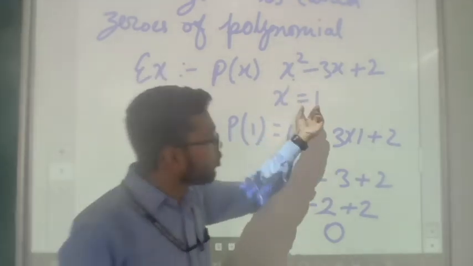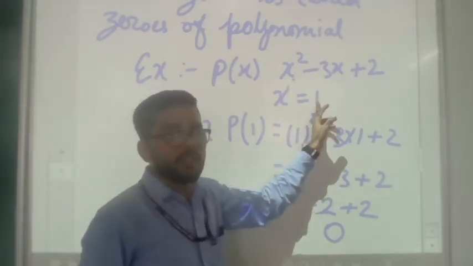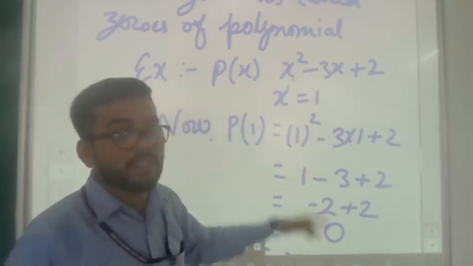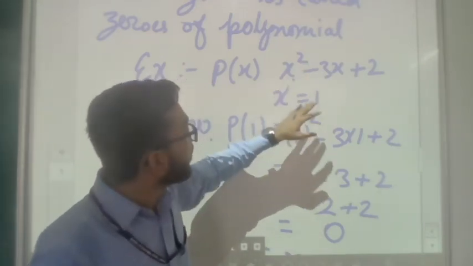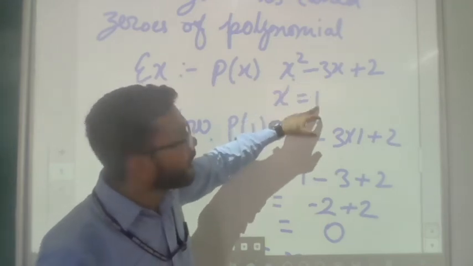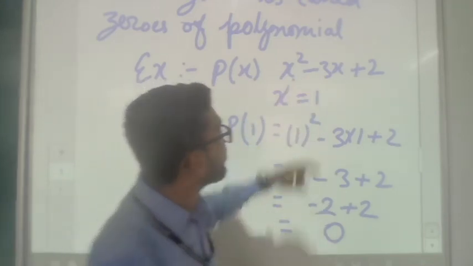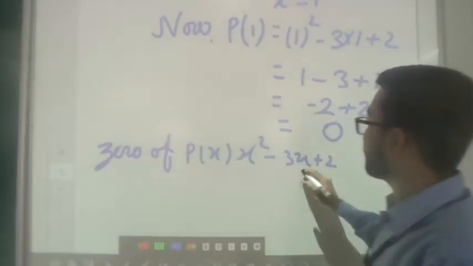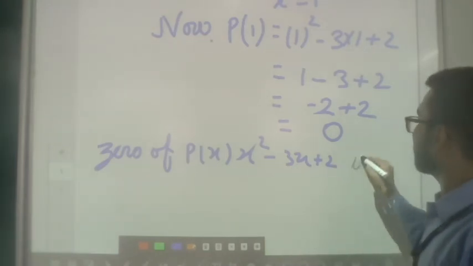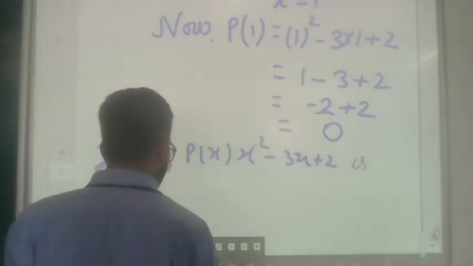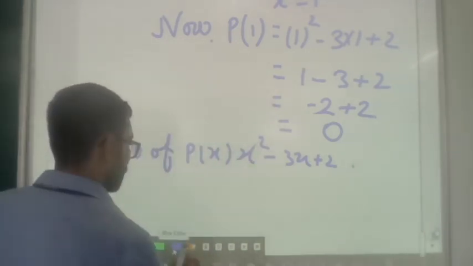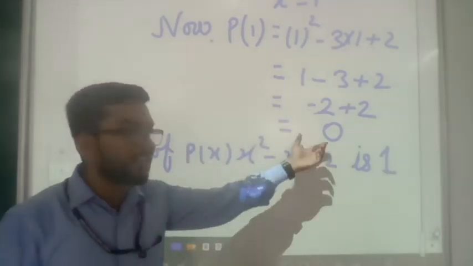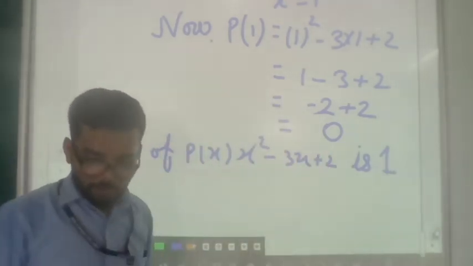If we take 2 and put 2 in place of x, and we get 0, then 2 is a zero of this polynomial. But here I have put 1 in place of x, and that is why 1 is a zero of the polynomial x squared minus 3x plus 2, because for 1 we get 0.